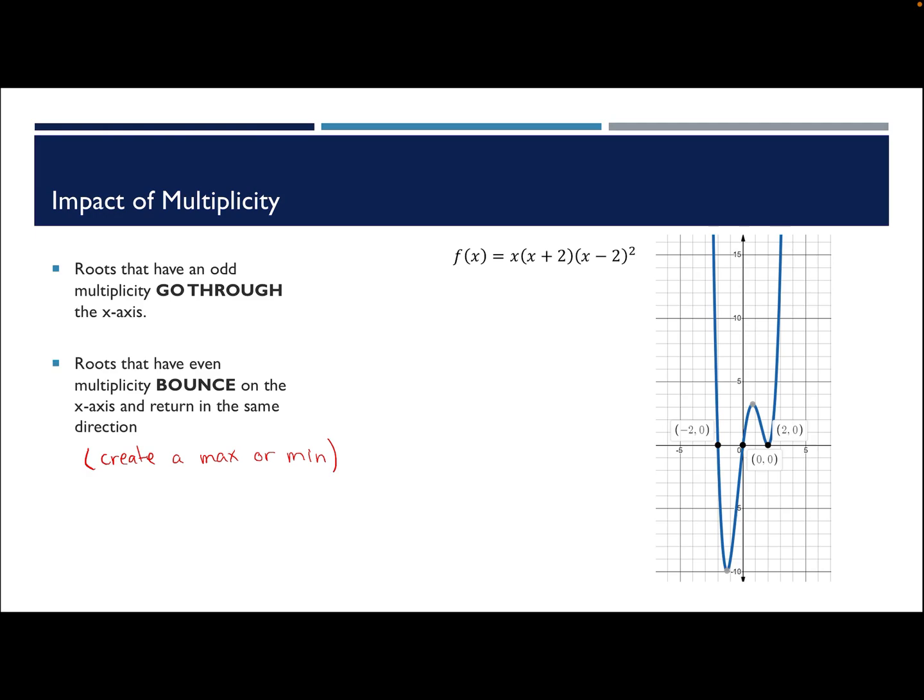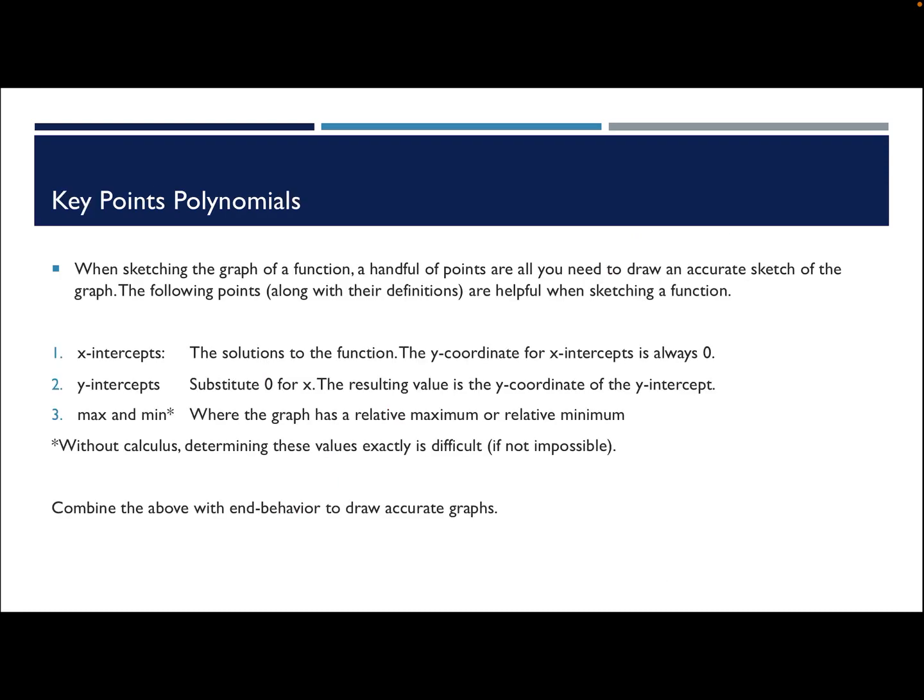So at x equals negative 2, because the x plus 2 has an exponent of 1, that's going to be odd multiplicity. And we can see the graph goes through the x-axis. At x equals 0, the exact same thing is the case, that the graph goes through the x-axis. And then at x equals 2, the graph bounces off the x-axis and goes back in the same direction because of that exponent of 2. That's what even multiplicity means, bounces and returns.